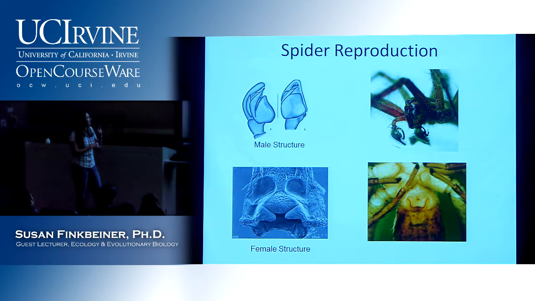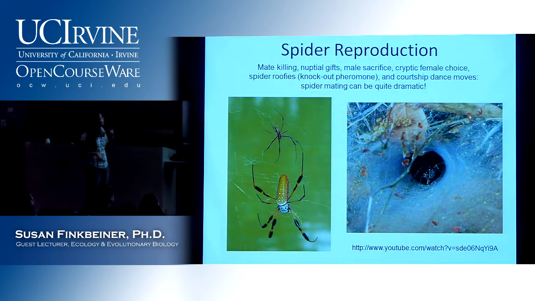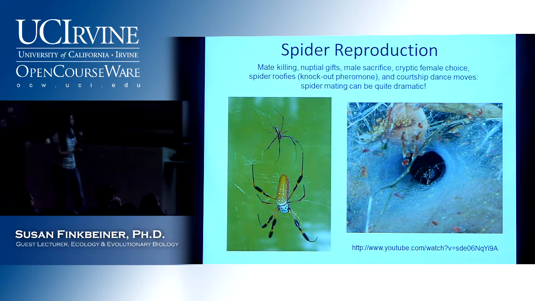But this is what I think to be a really, really great real-life example of the mechanical isolation that you guys learned about earlier when you were learning about the prezygotic barriers. So, it's a very lock and key mechanism. And it's very species specific. And so spider reproduction can be crazy in all sorts of ways.